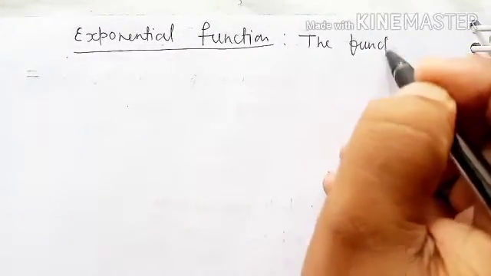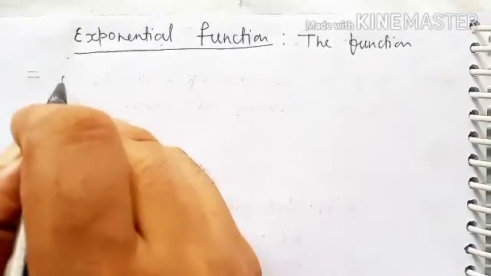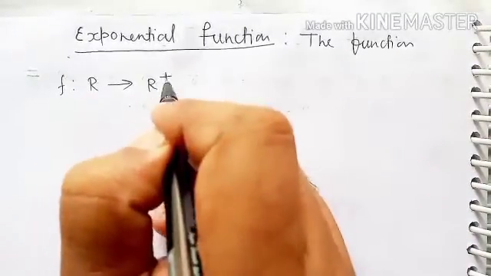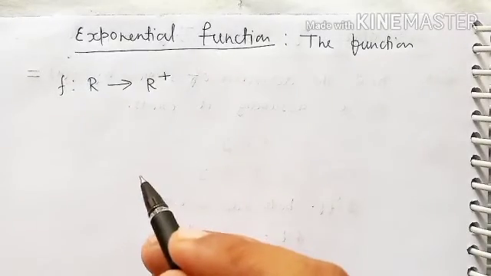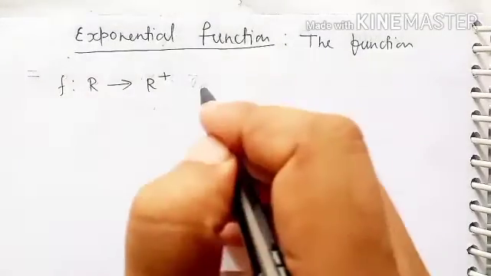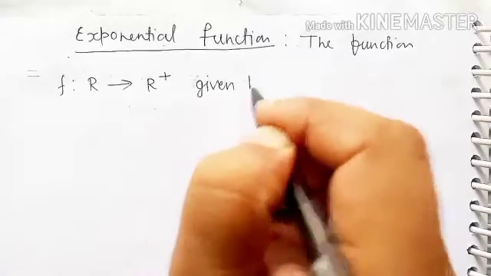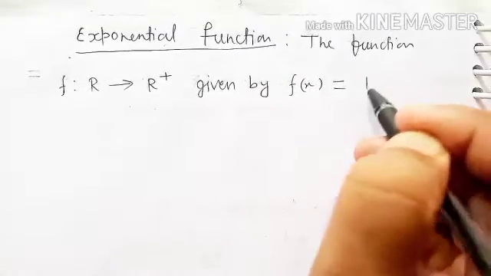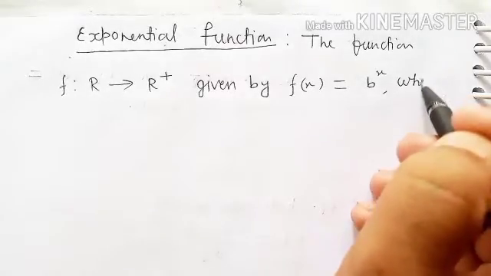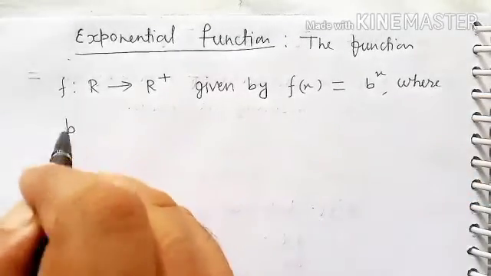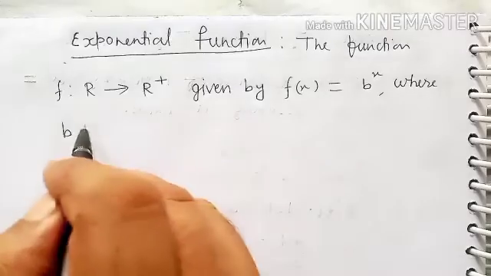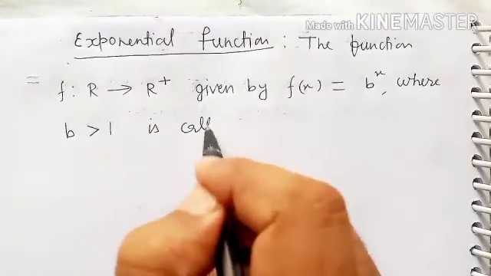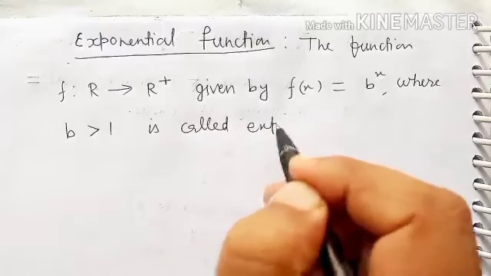The function f from R to R plus, where R plus is the set of positive real numbers, given by f(x) is equal to b to the power x, where b is greater than 1, is called exponential function.